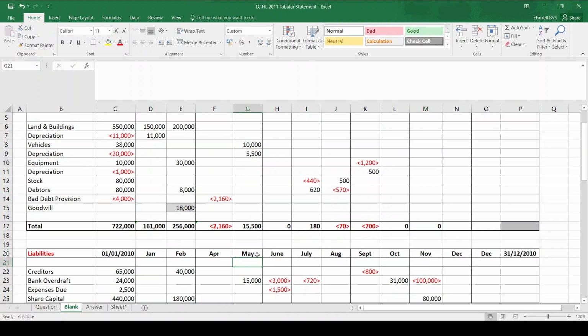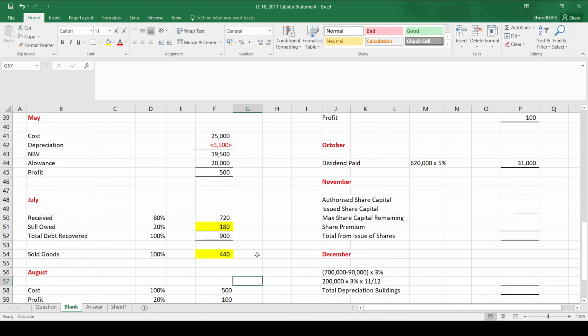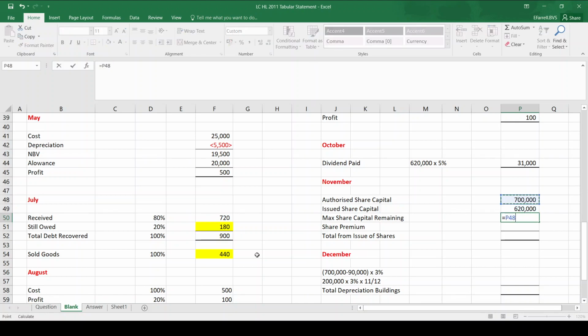So again, just do a little working. And I just had it worked out here, and I just fill it in for November. So the authorized share capital was 700,000. They issued 620,000. So the difference was 80,000. That's the maximum share capital remaining. Then the share premium must have been 20,000 to make up the total issue of shares.